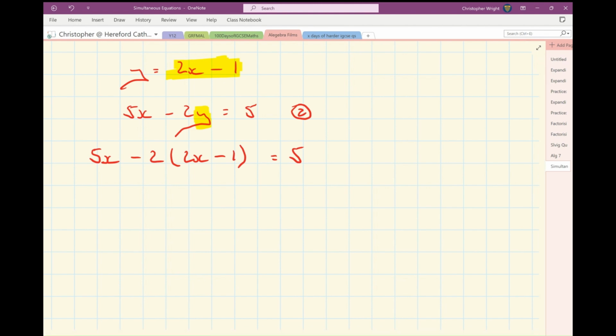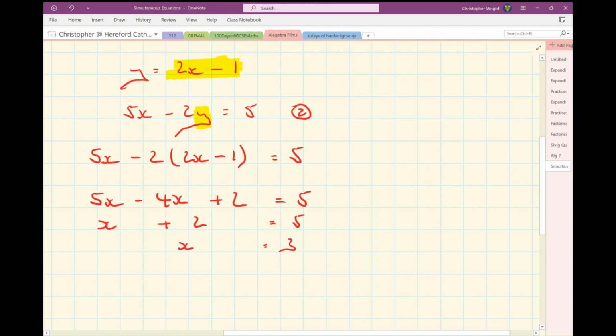And now I've just got an equation with x's, so I'm going to solve it in the usual way. Minus 2 times 2x is 4x. Careful, change the sign. Minus 2 times minus 1 is plus 2 equals 5. Tidy up. 5x minus 4x is just x. Minus 2 from both sides. Look at that. I reckon x is 3.